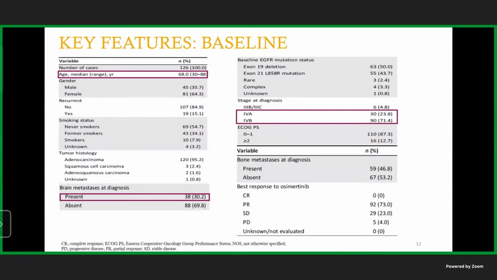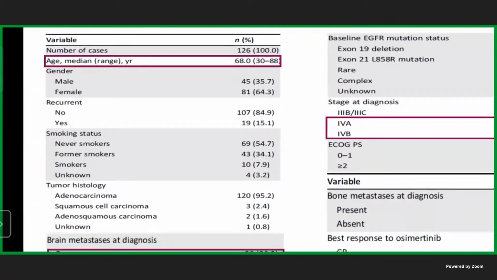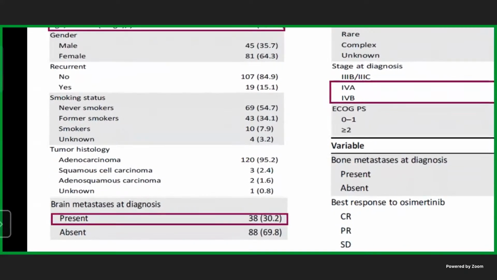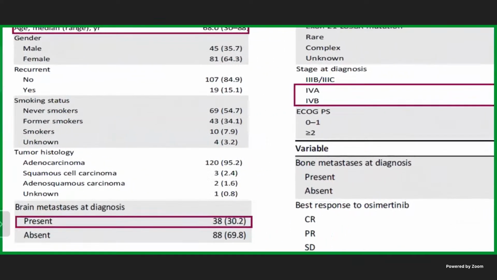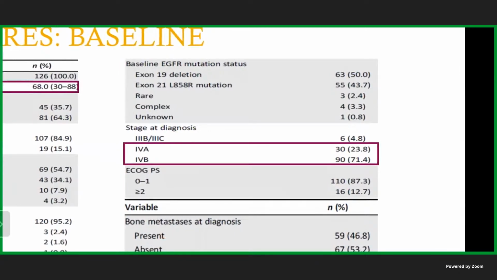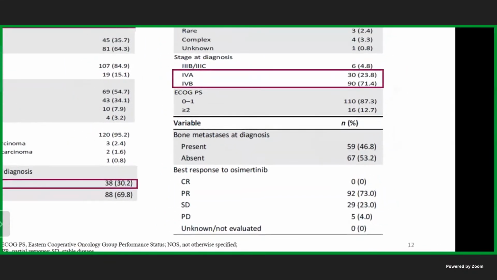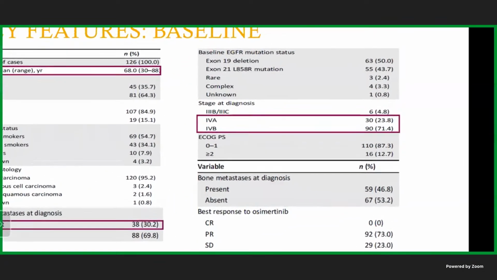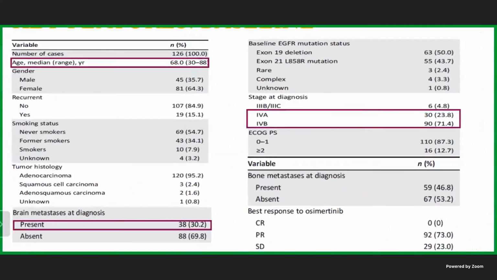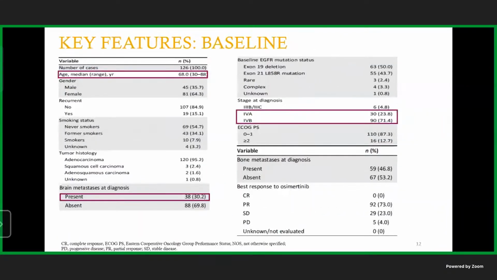And these are the key baseline features of this FLOWER study. Median age here was 68 months. So you see the older patients were also included. And 38% of patients had brain metastasis at diagnosis, while stage 4A and 4B patients were 30% versus 90%. And the authors also categorized the number of lesions and whether bone metastasis was present at diagnosis or not, and what kind of baseline EGFR mutation existed in these patients.